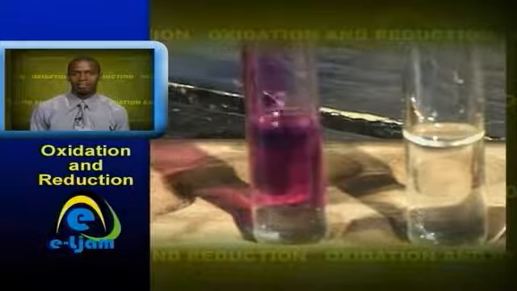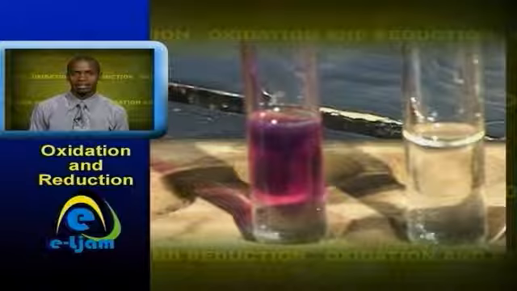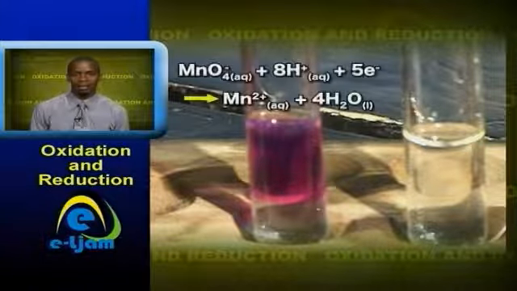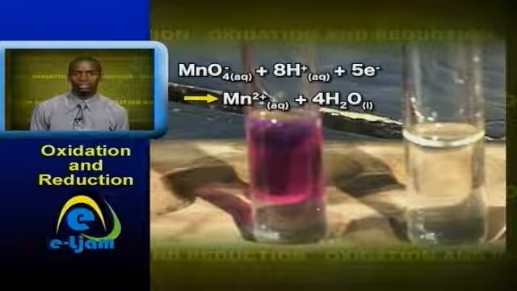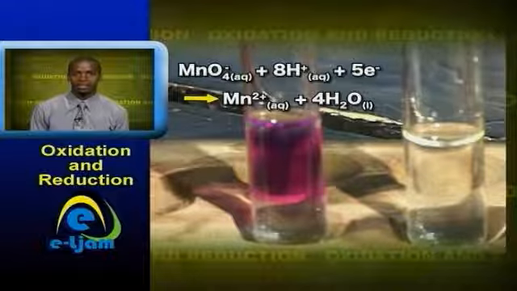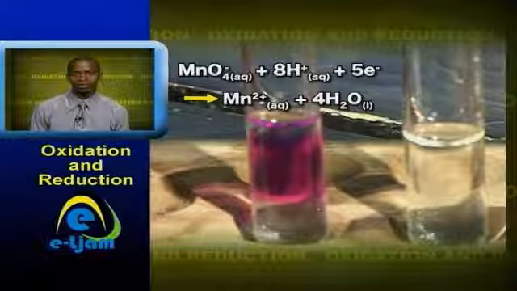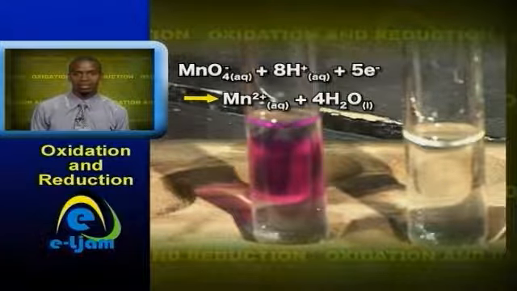Reducing agents may be identified by their reactions with the following known oxidizing agents. A. Acidified potassium manganate 7. Note well, the solution is acidified with an acid which has little tendency to be oxidized, such as dilute sulfuric acid. Hydrochloric acid would be unsuitable as it would readily be oxidized to chlorine.